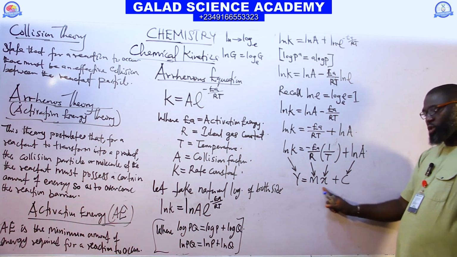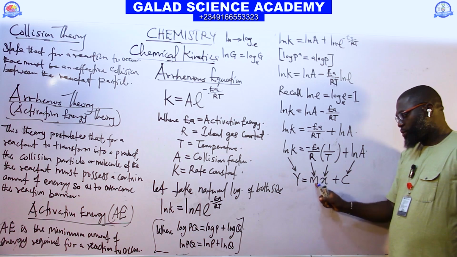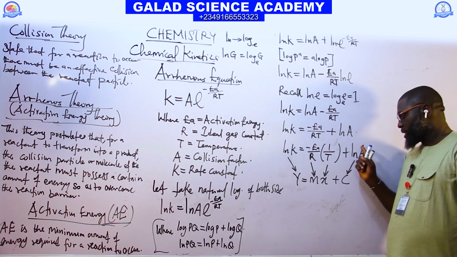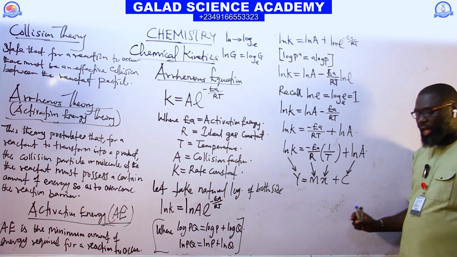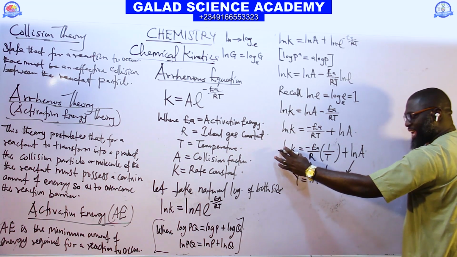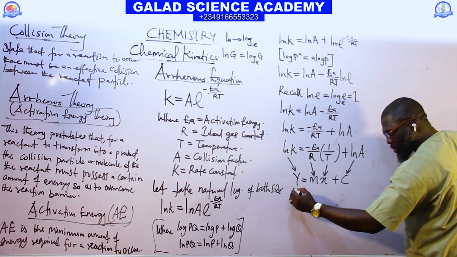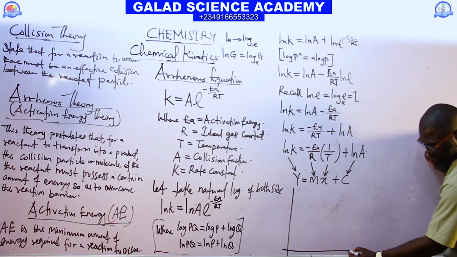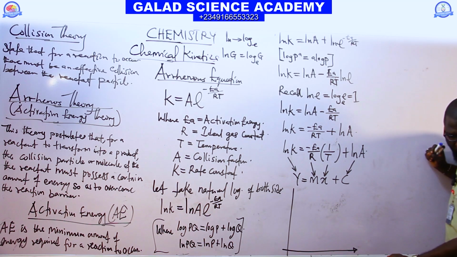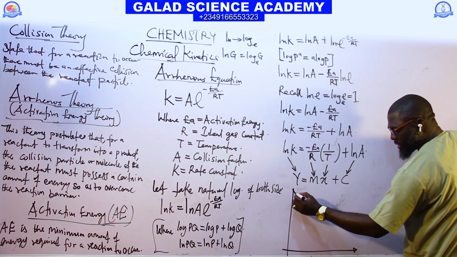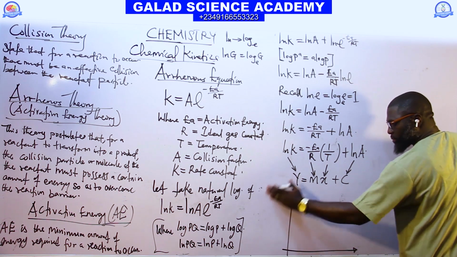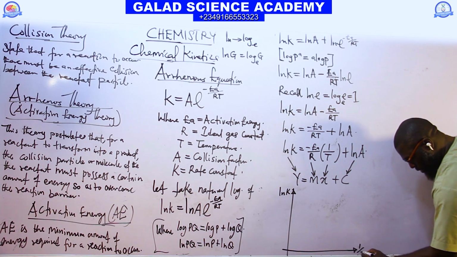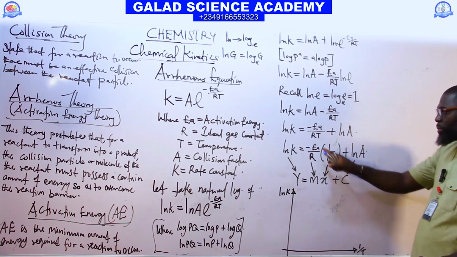So from this now, this is the equation of a straight line. Our slope here is Ea over R, and our x is 1 over T. And now, by plotting the graph of ln K against 1 over T, what are we going to have? A graph of ln K against 1 over T. What is the slope of the graph here?